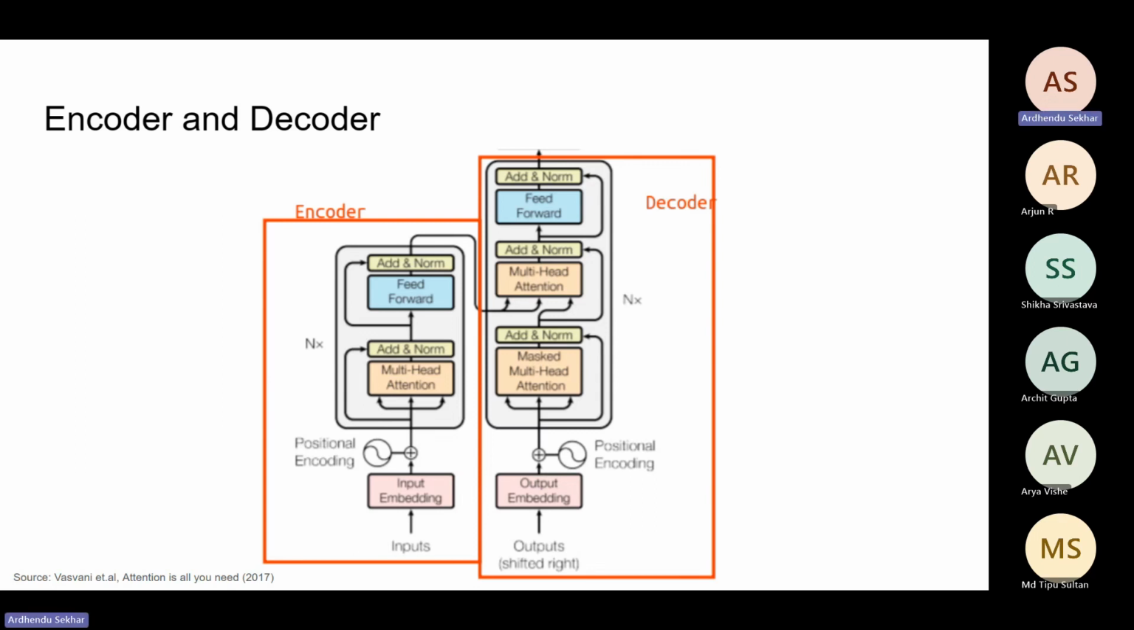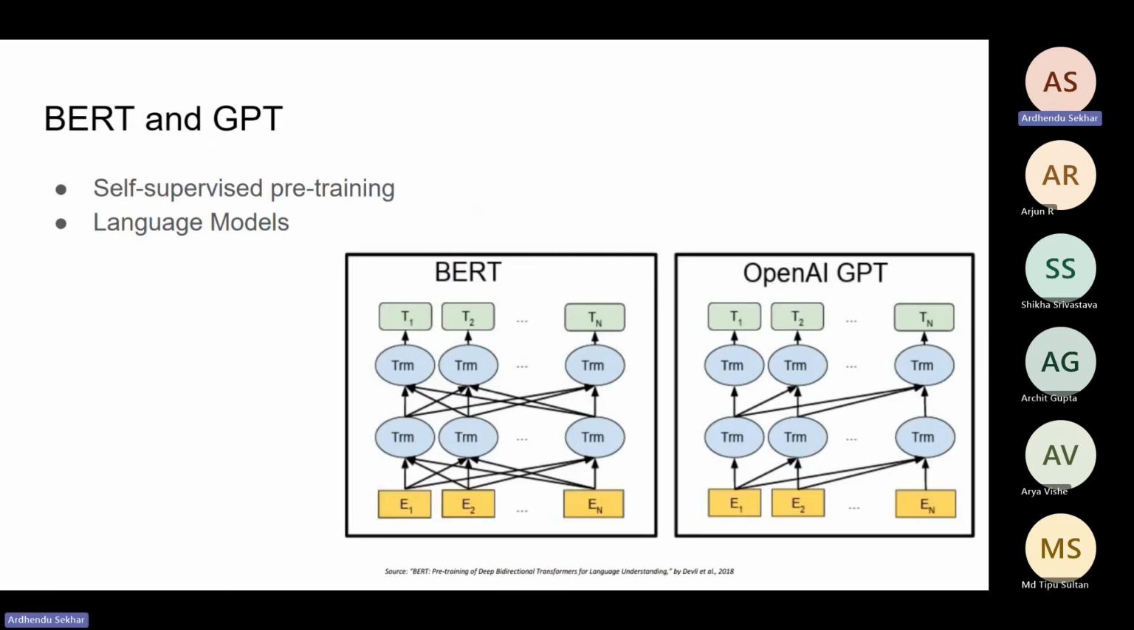So what happened was, people were like, why do you need an encoder and a decoder? We just need one of them. And that is BERT and GPT.